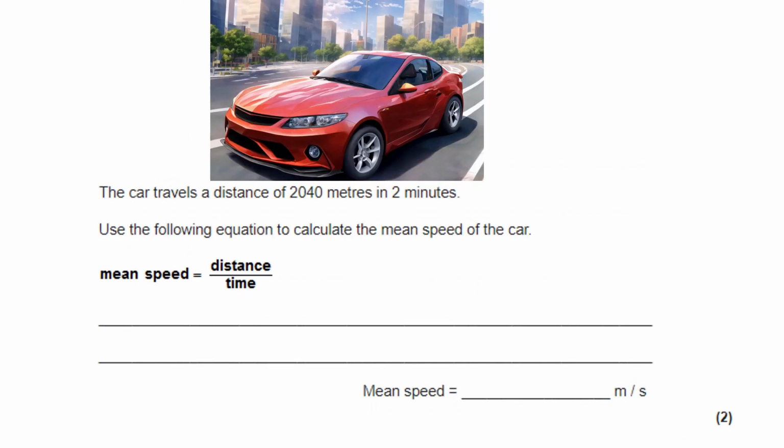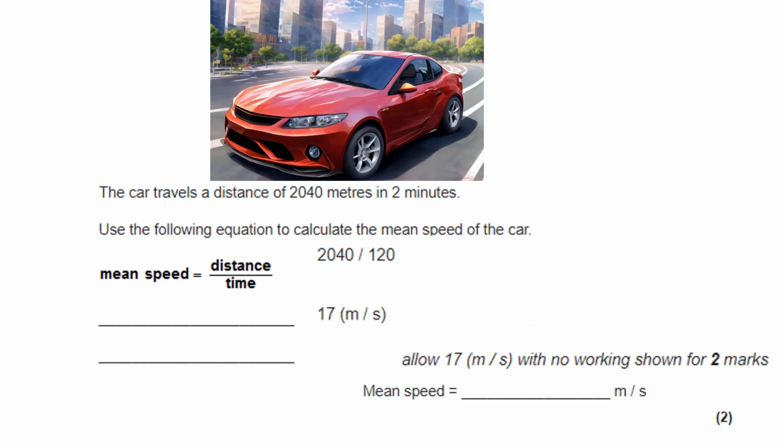Let's look at another question on speed. The car travels a distance of 2040 meters in 2 minutes. Use the equation to calculate the speed of the car. Speed is distance divided by time again. So the distance is 2040 and the time is 2 minutes. However, look at the units for speed. It wants the units in seconds. So we must turn the minutes into seconds. 2 times 60 is 120. So we do 2040 divided by 120 and it equals 17 meters a second. That's the speed.